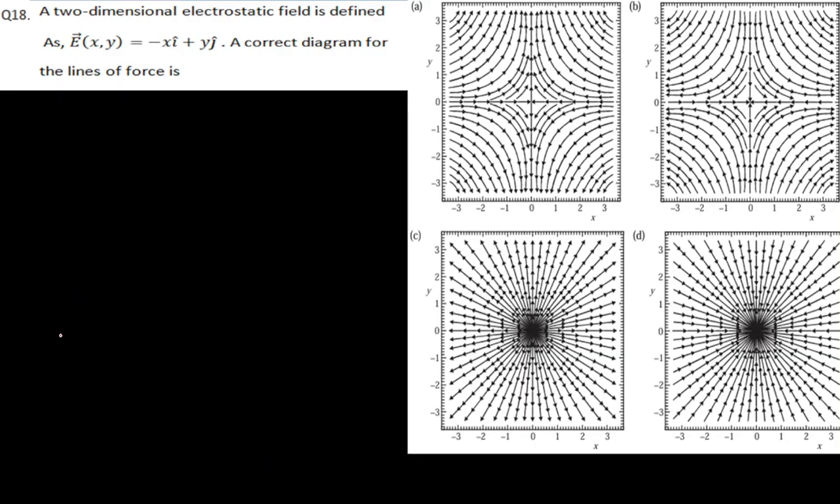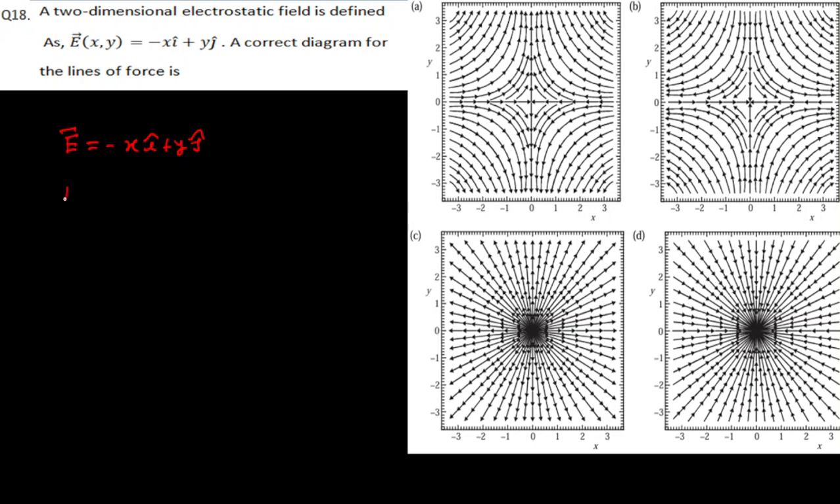Then question number 18: a two-dimensional electric field is defined, and we need the correct diagram for its field lines. I think you can draw this by yourself; I'm leaving it for you. At every point you have to see the magnitude and direction. It is written that E equals minus x i cap plus y j cap. So first find the value of this electric field, magnitude as well as direction. The magnitude is given by the length of the arrow, and the direction by the direction of this vector.